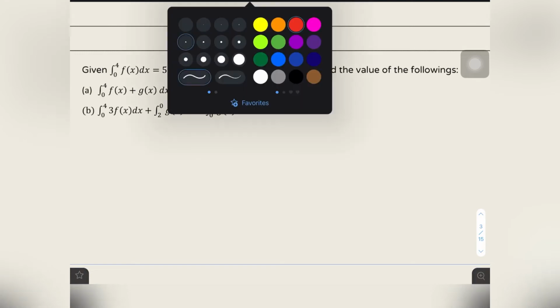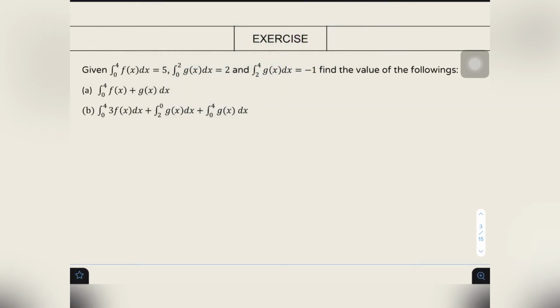So let's see the first exercise here. Given that the integration of the function f(x) with respect to x from 0 to 4 is equal to 5. This is the first information that you have. You can write it down here so that it will be clear. The first information is the integration from 0 to 4 of a function f(x) with respect to x is equal to 5. And then the second information given to you here is the integration of the function g(x) with respect to x from 0 to 2 is equal to 2.